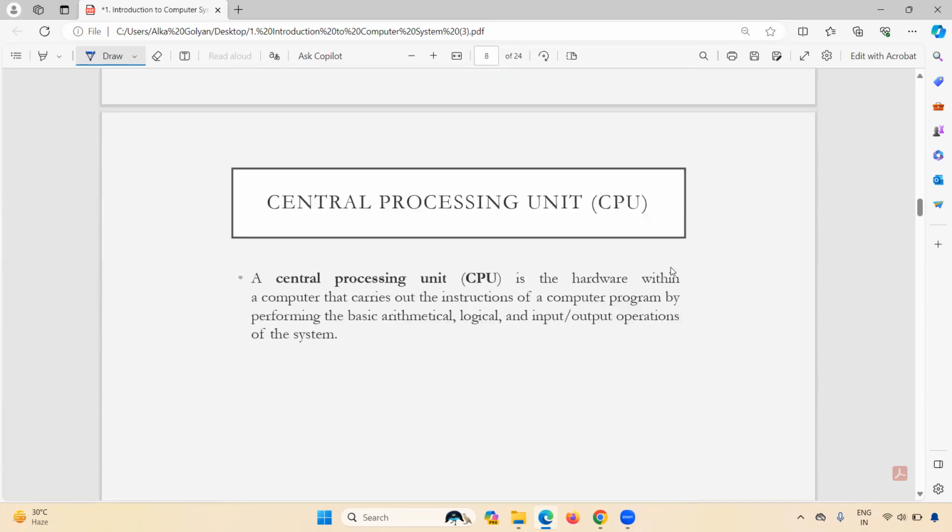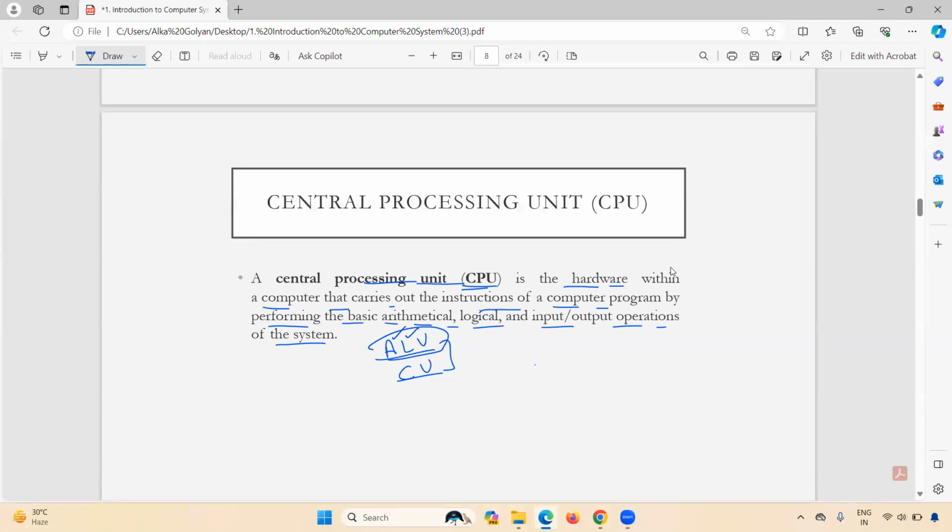And if you're talking about the CPU, as we already know, it is the central processing unit, and in our childhood we learned that the CPU is the brain of a computer. It is the hardware within the computer that carries out the instructions of a computer program by performing the basic arithmetic, logical, and input-output operations of the system. The CPU has an ALU and a CU. The CU performs control unit operations, and the ALU performs arithmetic and logical operations in the CPU.